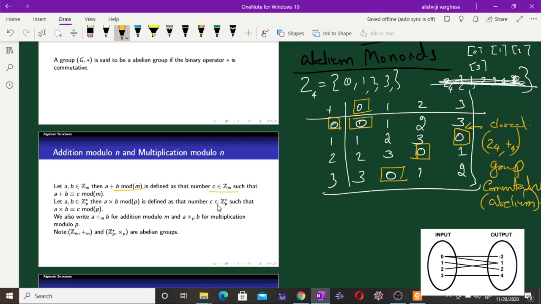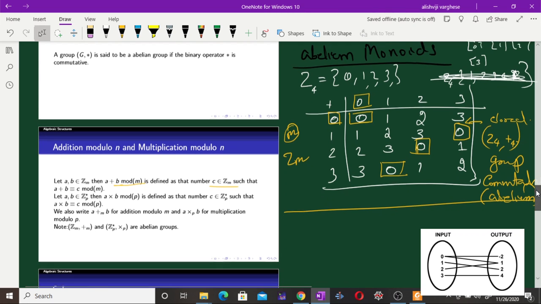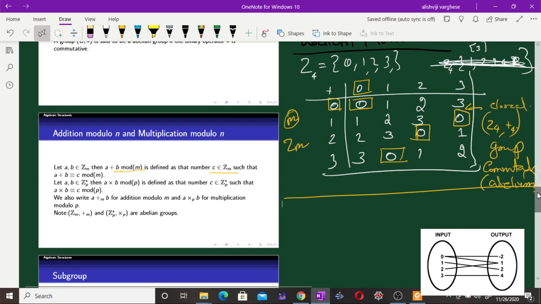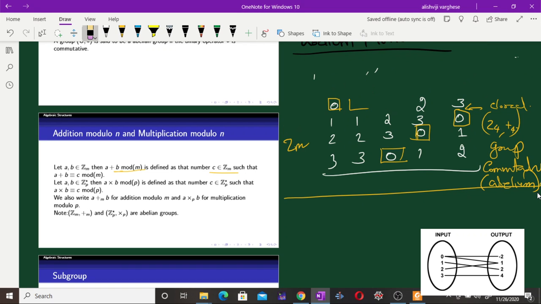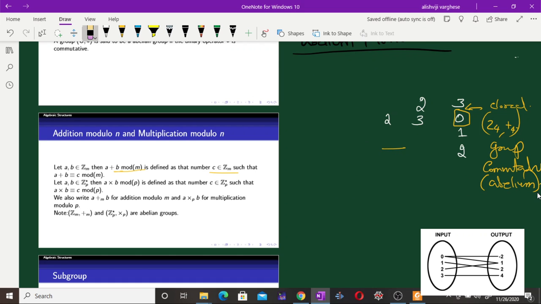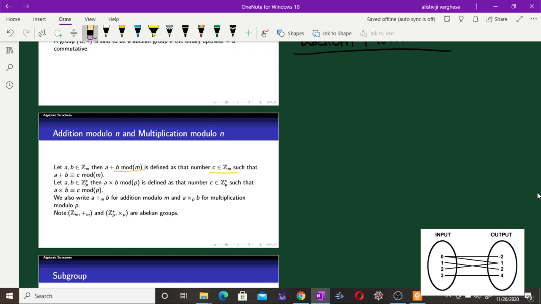So it's said that for plus, or in general for any positive integer m, Zm is a commutative group. And the next concept is multiplication modulo m, which is almost the same, but if you consider multiplication modulo m, then not every Zm becomes a group. Only Zm becomes a group when m is a prime number.